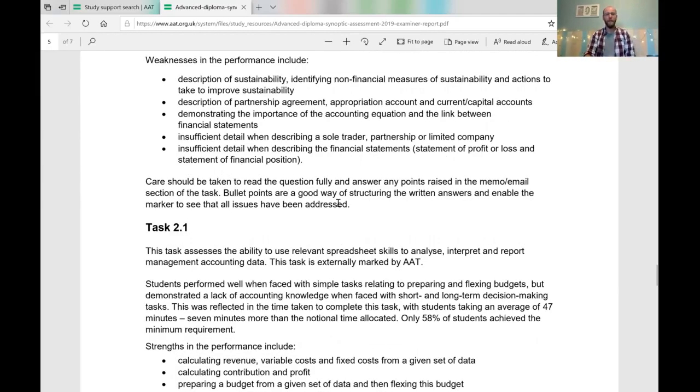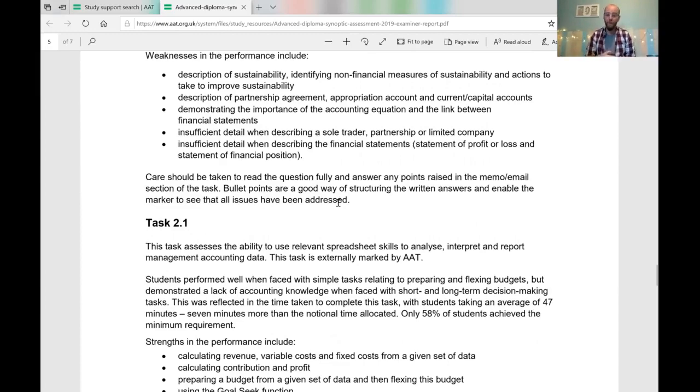And then the final two here is insufficient detail when describing a sole trader, partnership, or limited company. So again, when you are describing what a sole trader is, a partnership, or a limited company, making sure that you're including the description and the features of each of those, but not just the features of what a sole trader is, but some of the areas that differentiate them from the others. So why is a sole trader different from a partnership? Why is a partnership different from a limited company, and vice versa? Making sure that when you are doing that description, you understand the similarities and the differences as well.